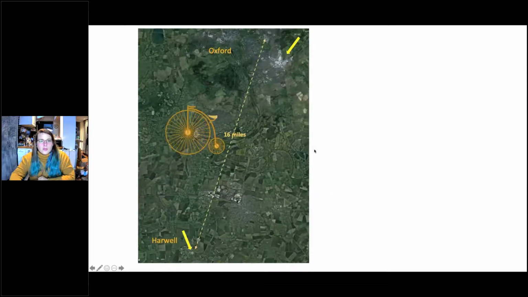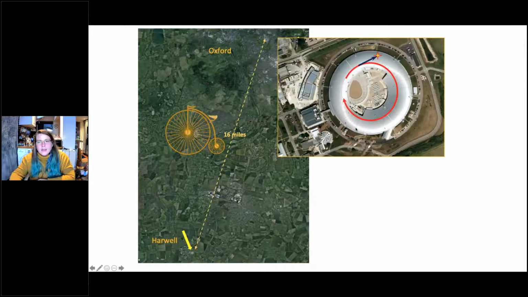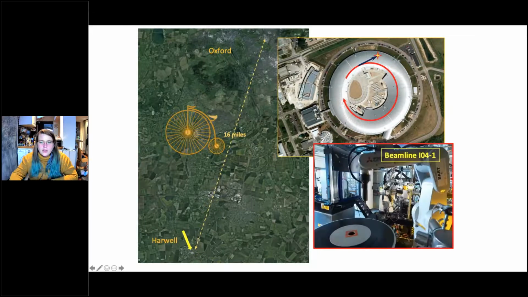So Diamond, we're about 16 miles away by bike from Oxford in the UK. I'm sure everyone has heard of Oxford, but not necessarily Harwell. And so we're the UK's national synchrotron at Diamond. So it's a light source, a particle accelerator. And we have a beamline there, which is an experimental station, and we're based at a beamline called I04-1.